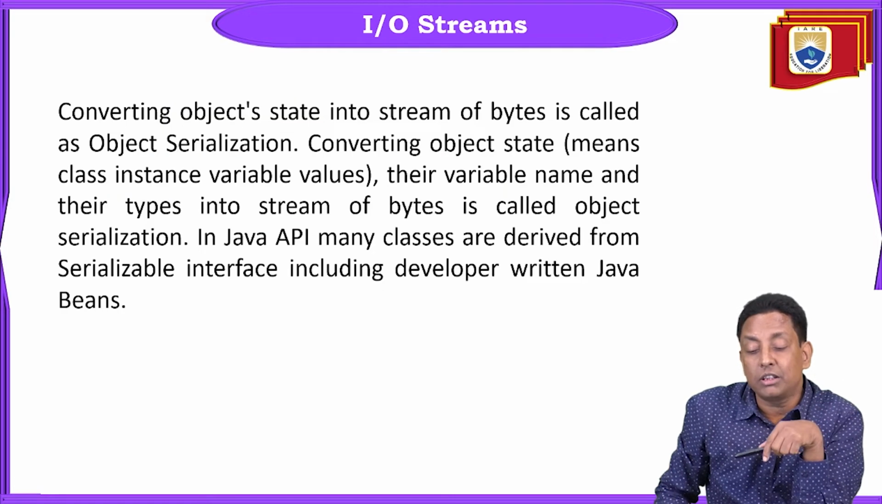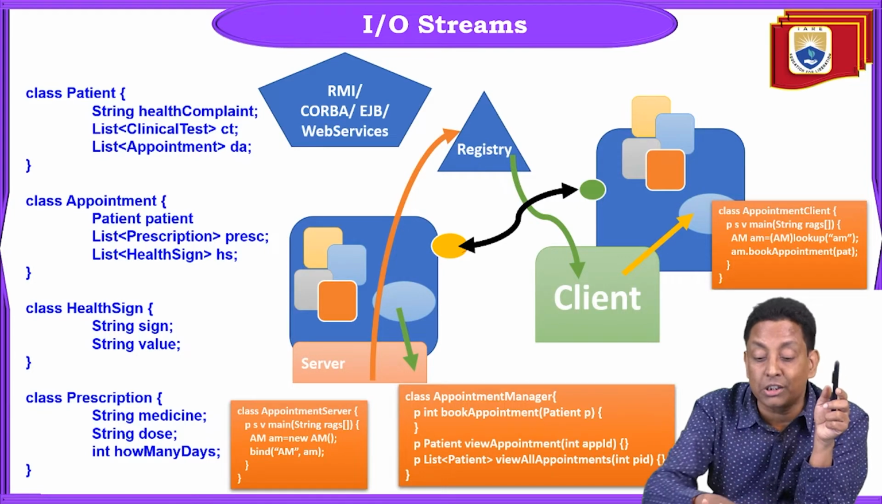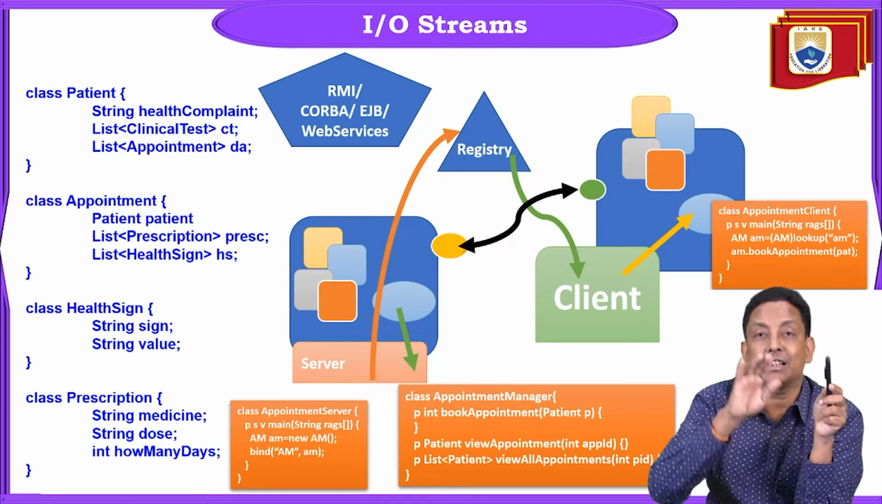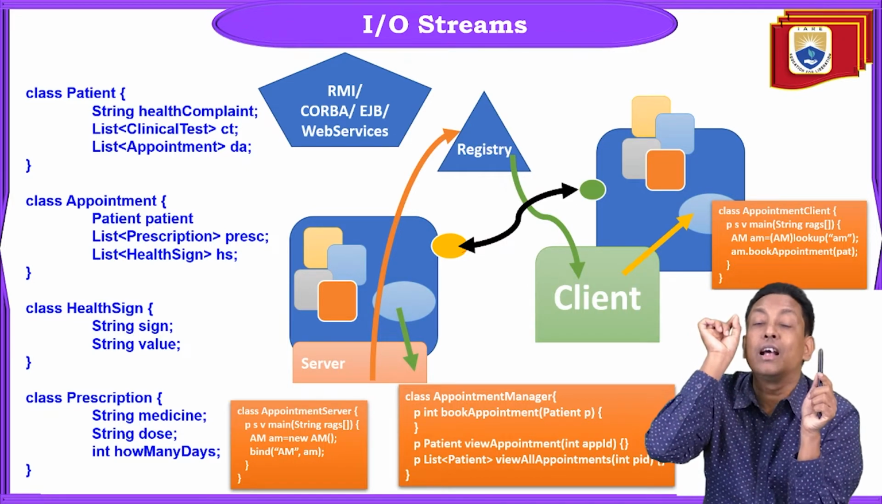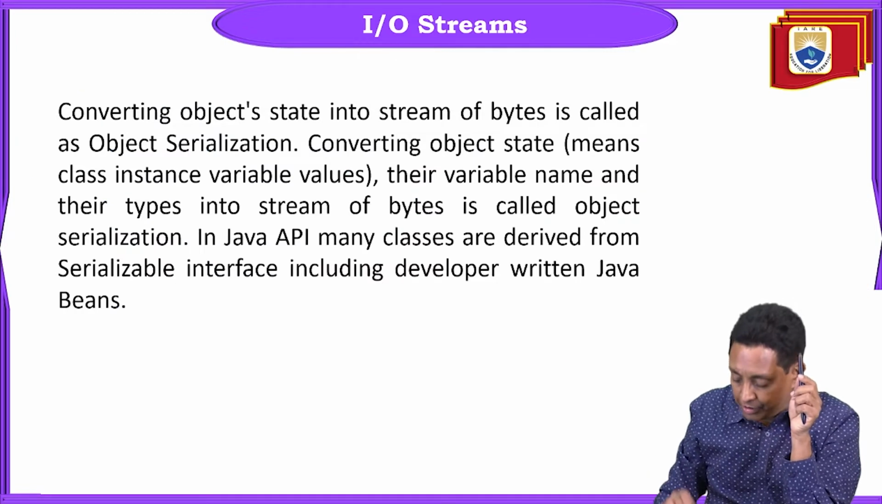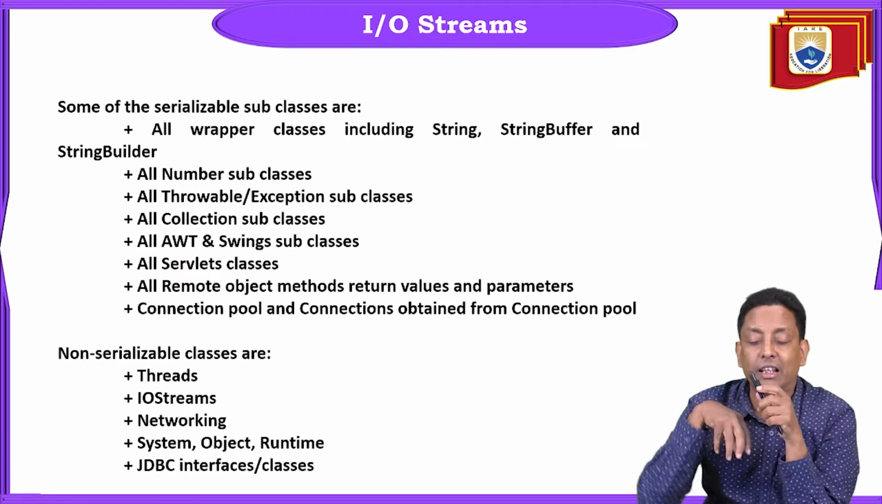In order to do this, the classes whose state must move from client to server or server to client system must implement one interface called java.io.Serializable. I'll show you with one example. So in Java, you can ask me about classes other than our own.